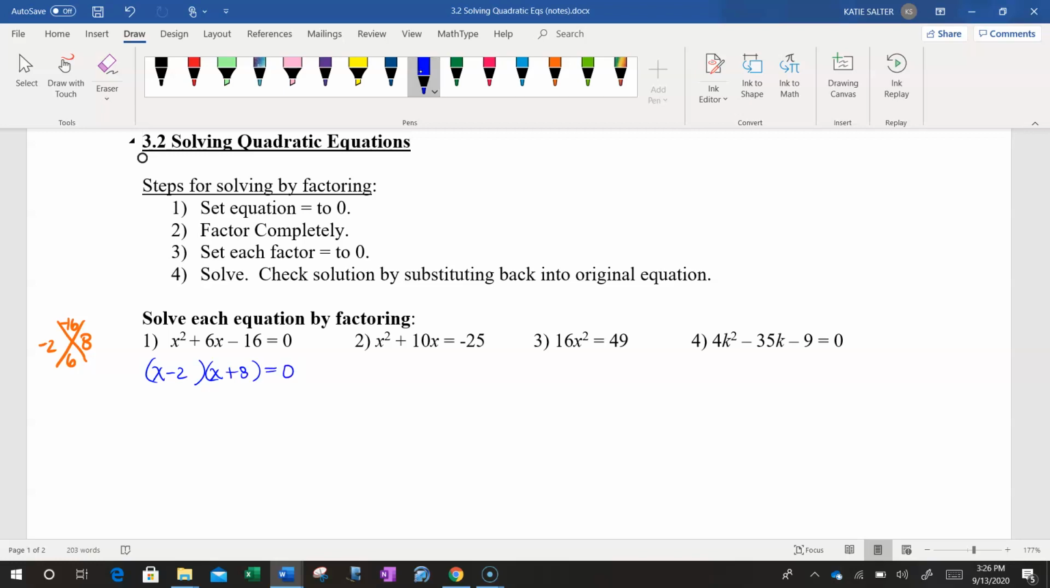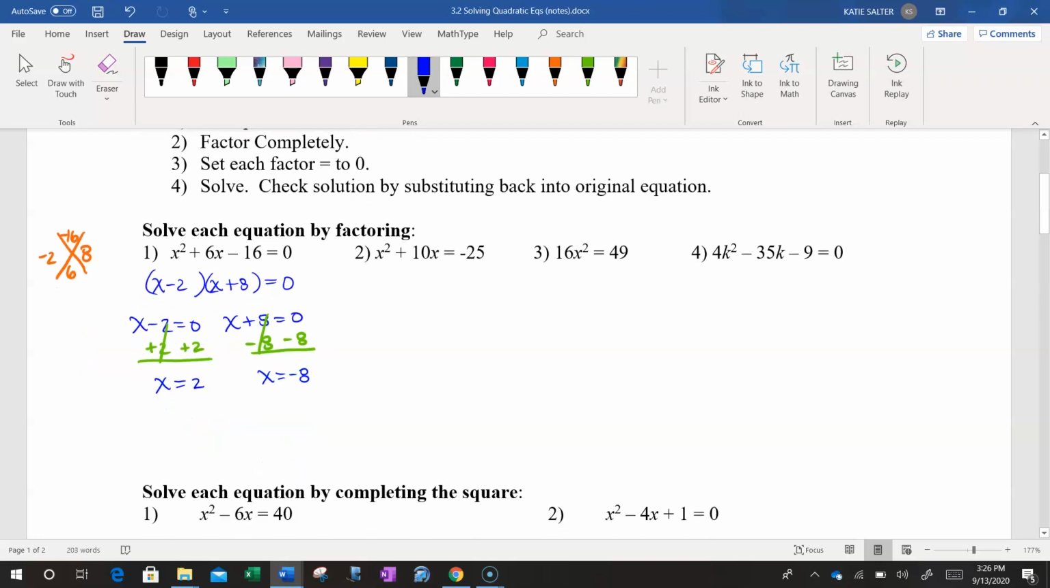Step 3 is we set each factor equal to 0. So x minus 2 equals 0, x plus 8 equals 0, and solve. So for the first one, we would add 2 to each side, and we get x is equal to 2. And the second one, we would subtract 8 from each side, and we get that x is equal to -8. And we know that if we were to graph the related quadratic function, and we take the equal 0 off and set this equal to y, that our parabola would cross the x-axis at +2 and at -8.